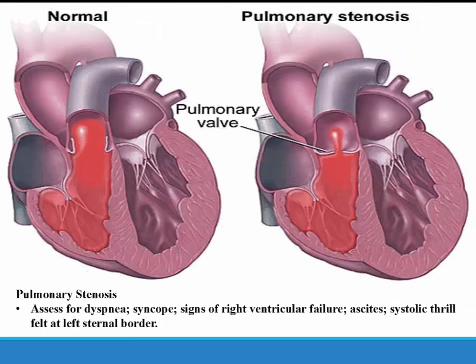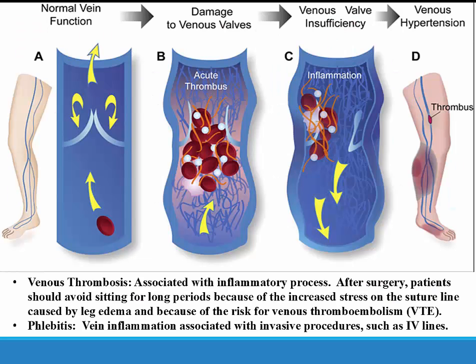Pulmonary stenosis. Assess for dyspnea, syncope, signs of right ventricular failure, ascites, and a systolic thrill felt at the left sternal border. Venous thrombosis is associated with the inflammatory process. After surgery, patients should avoid sitting for long periods because of the increased stress on the suture line caused by leg edema and because of the risk for venous thromboembolism.